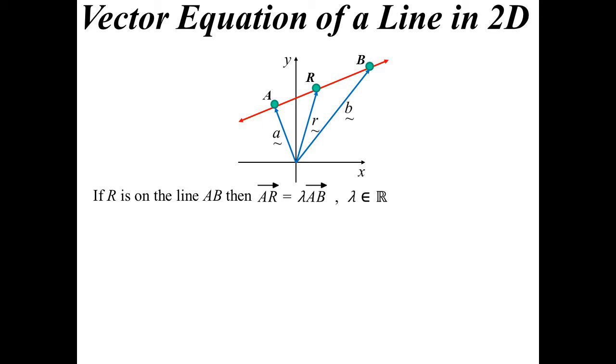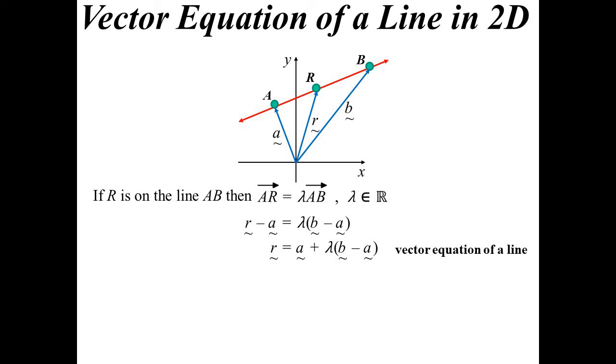All right, well, let's play around with that. We know vectors are head minus tail. So R minus A will equal some multiple of B minus A. But remember, we're trying to find an equation for R. So R would be A plus some multiple of whatever B minus A is. That is what we call a vector equation of a line.